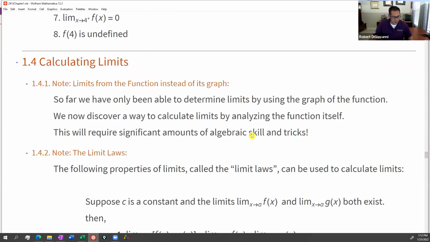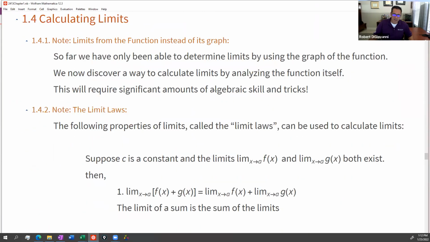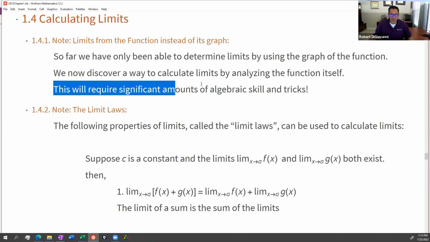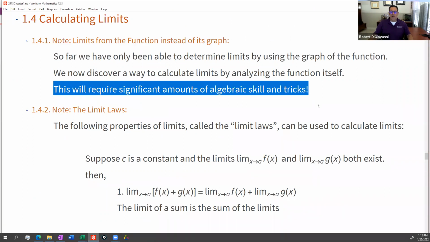So let's scroll down here to 1.4. So this is basically me saying, yes, we know how to do it if we see a picture, but now we move on to the next part of this. How do we do it by hand? It's going to require a lot of algebra skills and tricks.